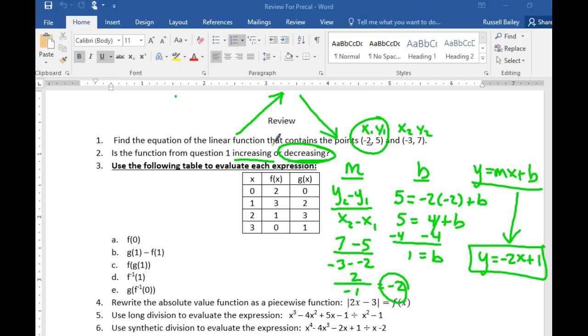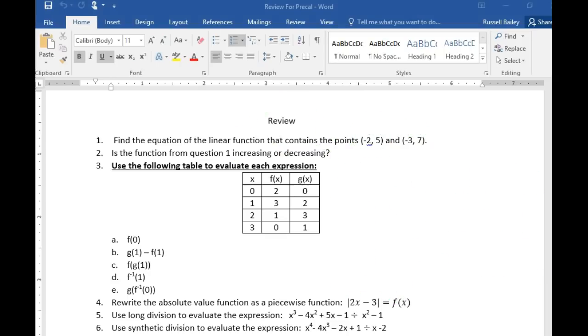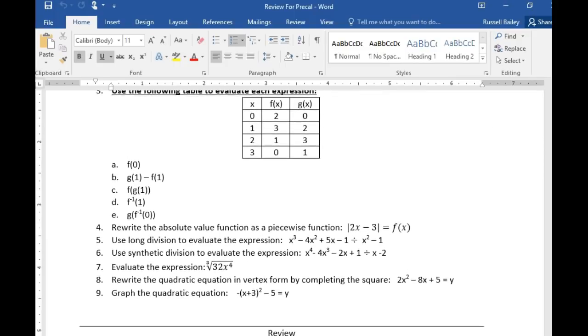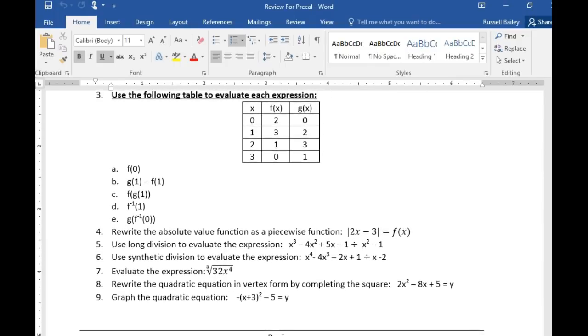All right, moving along. We're going to use this following table to evaluate each expression here. We have a column that represents x's. We have a column that represents the f value at any of those given x values. And we also have a column for the g values for each x value. So in this case, we're being asked to find f of 0. So that means x equals 0, and they're wondering what the f value is at that point, and the answer is 2.